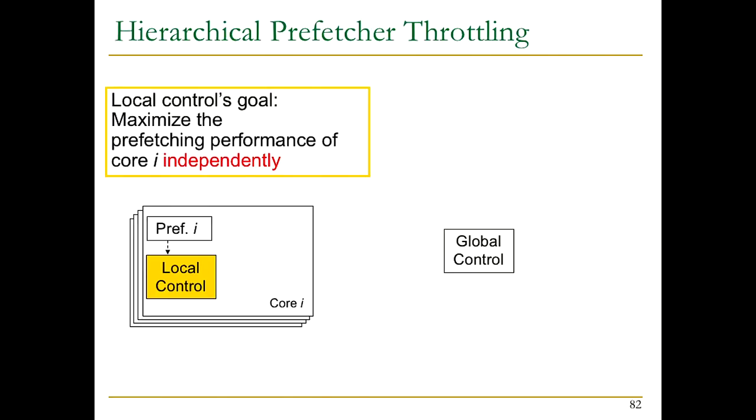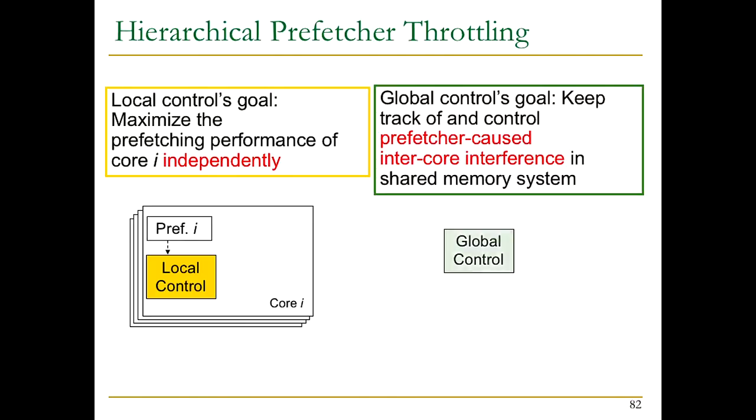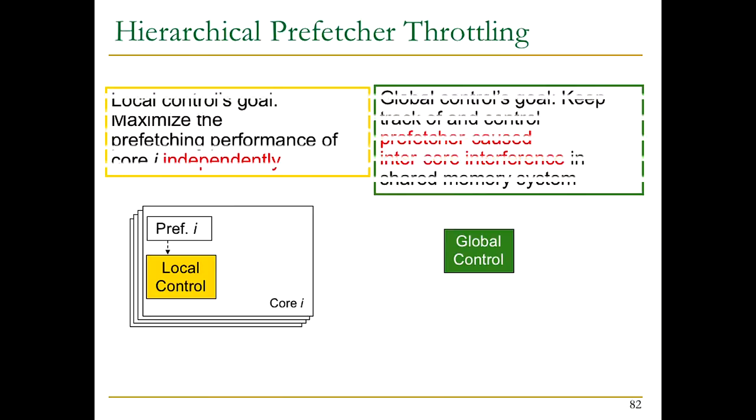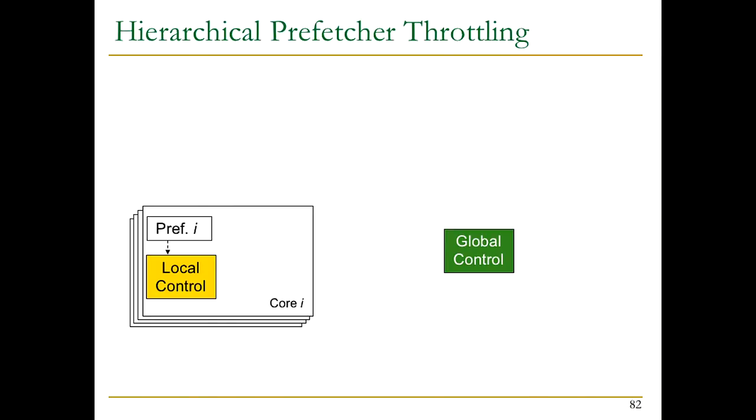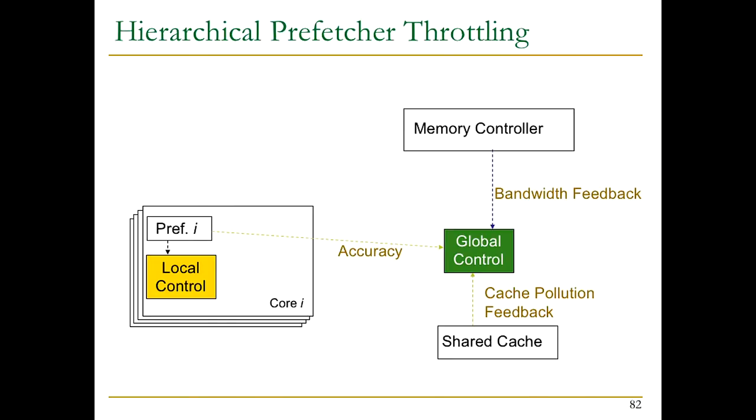Local control's goal will be to maximize the prefetching performance of core I independently, assuming there's nothing else happening over here. Now, global control's job would be to keep track of this prefetcher-caused interference in the shared memory system and control it somehow. Well, how do you control it? By basically communicating with the local controllers over here. So you get input accuracy from the memory control. You get some bandwidth feedback. You get some cache pollution feedback.